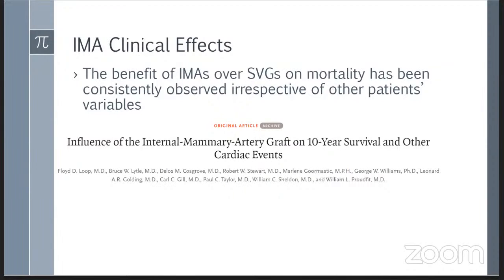The famous surgeon with the famous studies that found that is Floyd D. Loop. He had multiple studies, one which was done in 1986, which showed 10-year survival of patients who received internal mammary artery graft to the LAD, with or without a vein graft. And he compared that to patients who received only venous grafts.